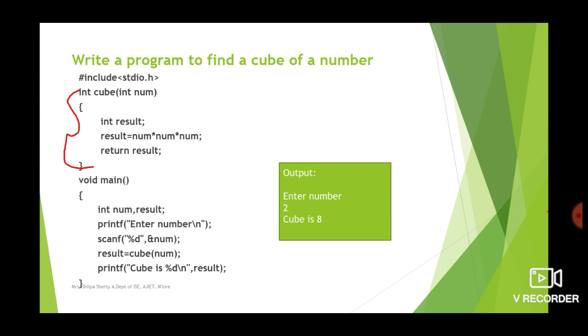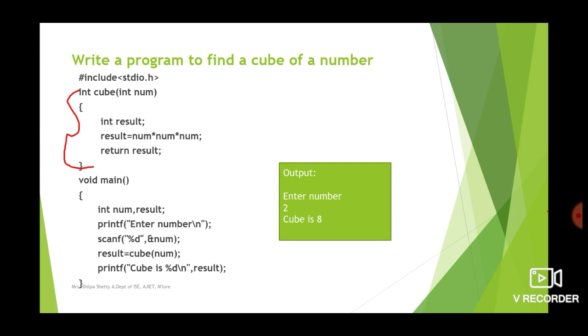Then let us go to the main function here. So we are declaring two variables here, num and result. Printf enter number, scanf %d ampersand num. So num is a number whose cube has to be found out, and result is the cube of number num. So once we read the value, let us call the cube function. So result is equal to cube of num. So here num is passed as parameter, and the result that is returned by the function is stored in result. So once we get the result, we can display the result as cube is equal to %d \n result.